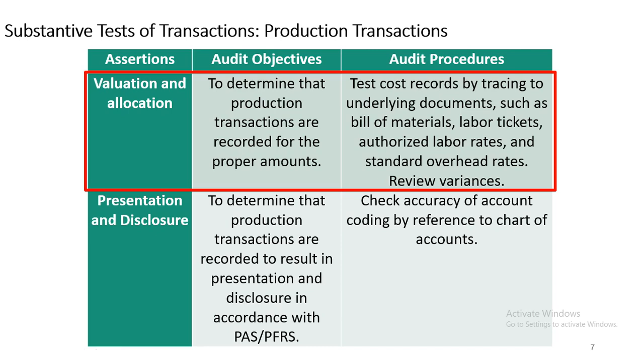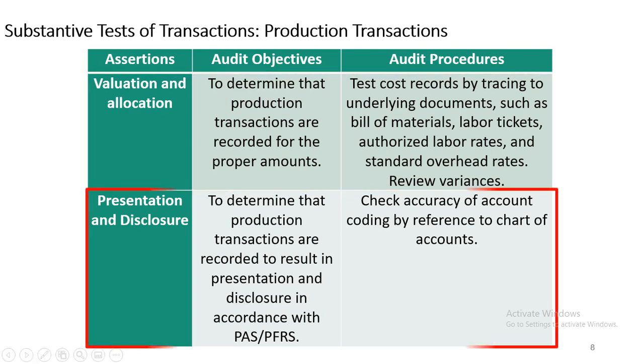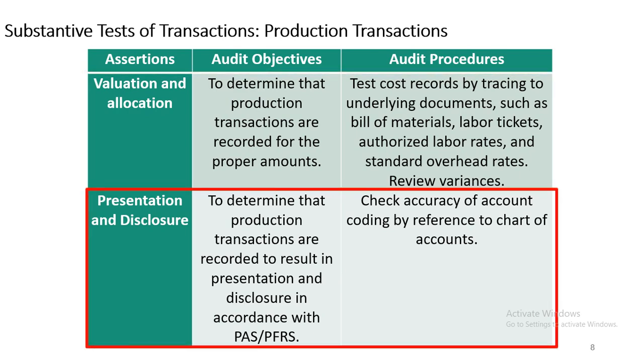In terms of audit procedure, you're going to test cost records by tracing to the underlying documents, such as the bill of materials for the amounts of direct materials, for direct labor the labor tickets, for authorized labor rates and standard overhead rates, and even review the variances. Now for the last one, which is presentation and disclosure, you're going to determine the production transactions are recorded to result in presentation and disclosure in accordance with the applicable standard, PAS or PFRS.